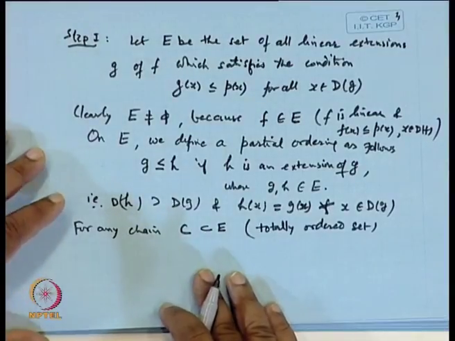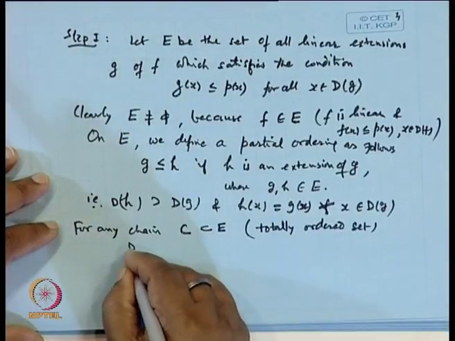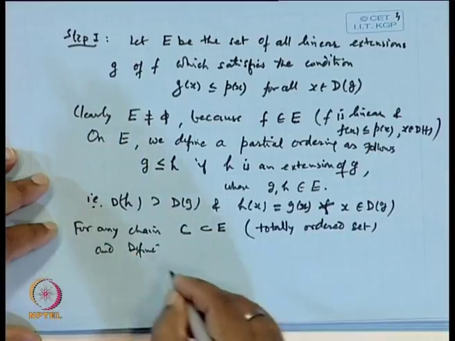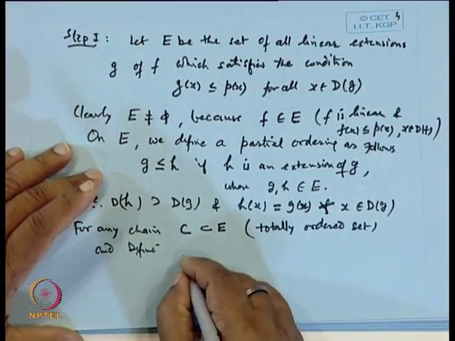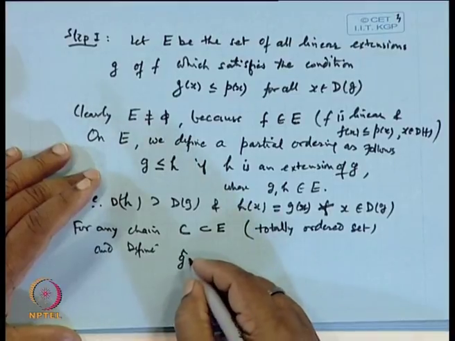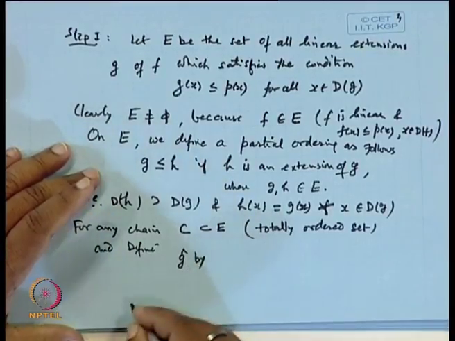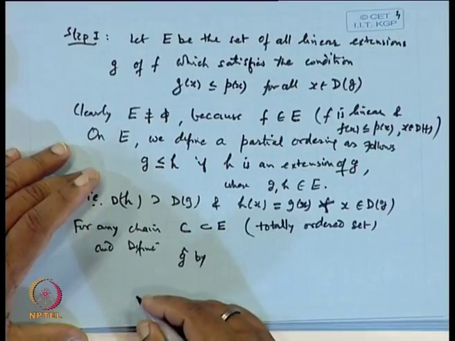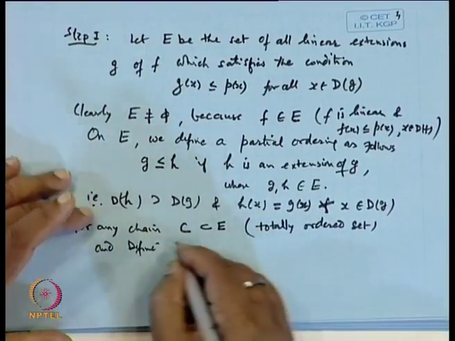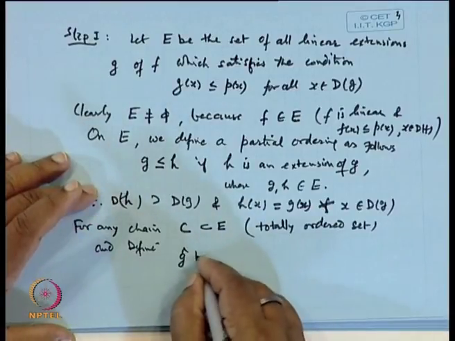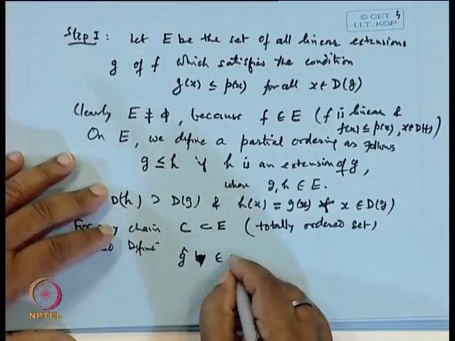Totally ordered set means that any two elements of this class C are comparable. If we pick any two elements, either one is the extension of the other or vice versa. So, let us take any chain for this. Now, we define a new function G hat on this chain, G hat which belongs to C.